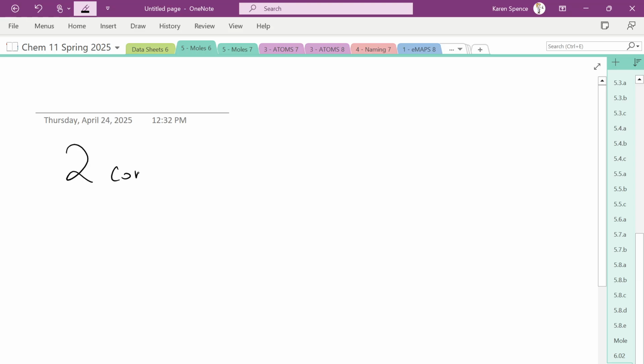Two conversion factors. Tell your partner or someone near you what those two conversion factors are.